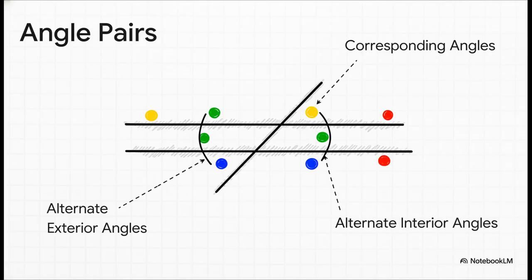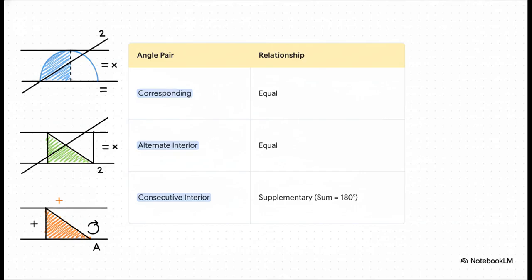Now, this intersection creates a bunch of important angle pairs. You're going to see a few names pop up here: corresponding, alternate interior, alternate exterior, and consecutive interior angles. But don't panic or try to memorize them all at once. We're about to focus on the key relationships that are actually going to help us crack the case. And here are the 3 big ones you really need to know.